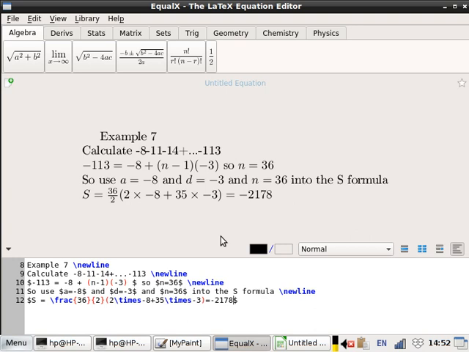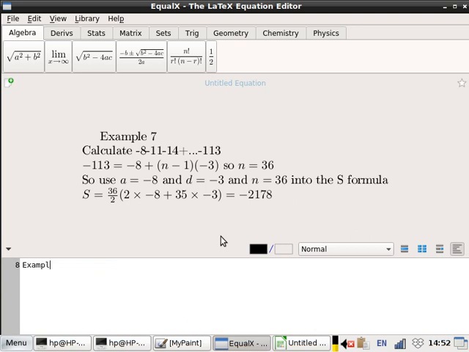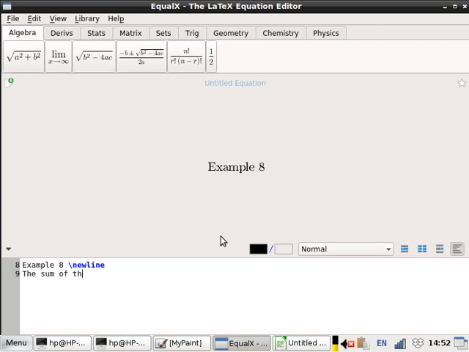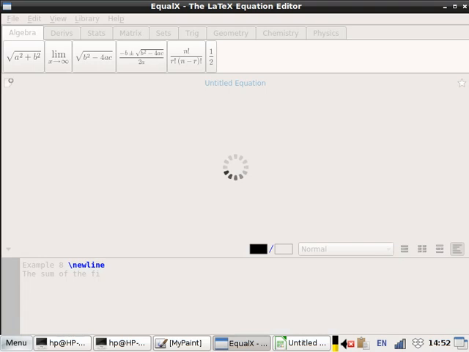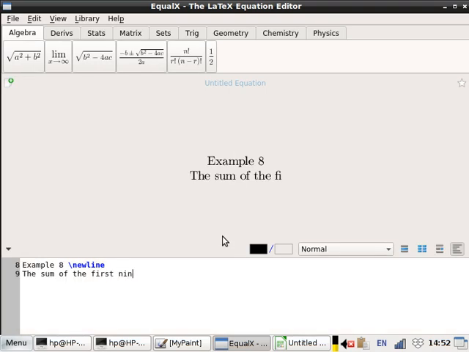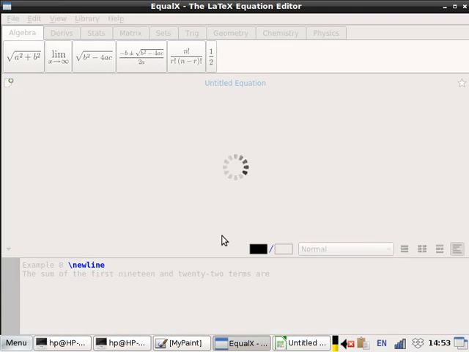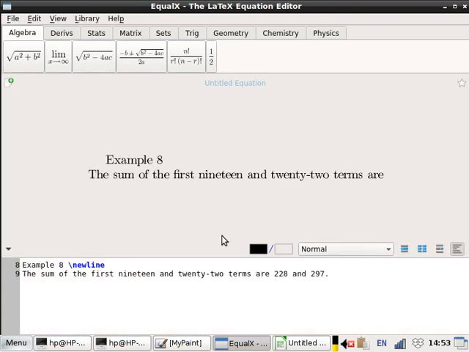Okay. Did we write this example down? Yeah, next example. Example 8. Right. The sum of the first 19 and 22 terms are 228 and 297.